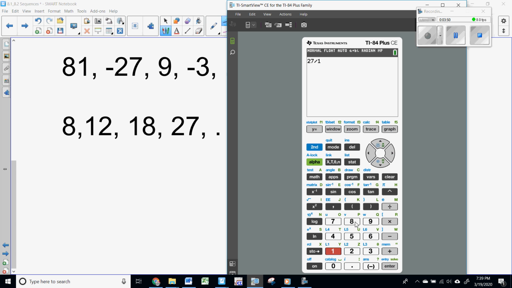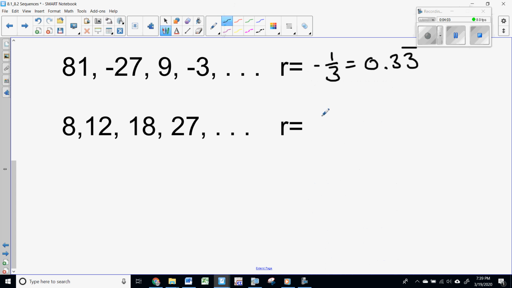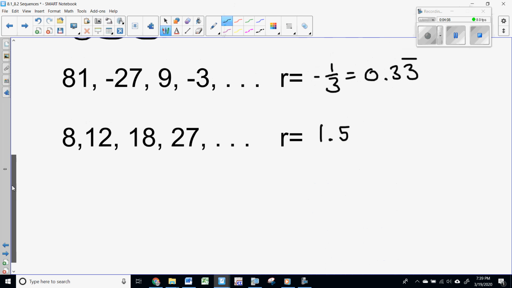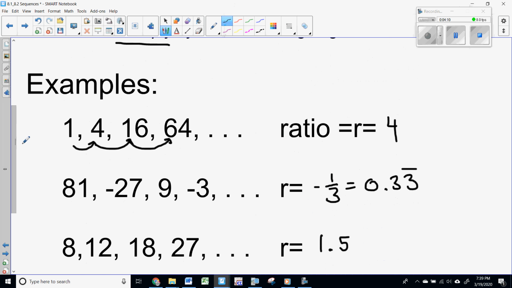So let's try division. 27 divided by 18, 18 divided by 12, 12 divided by 8. And you can see I get the exact same thing. So my r is 1.5. Okay, for geometric.